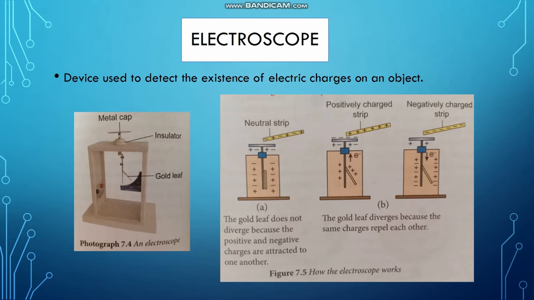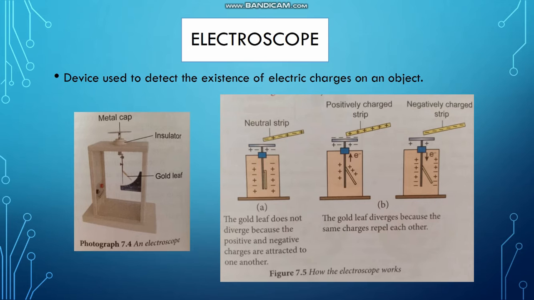So focus on the first picture, which is picture A. When a neutral strip is touched to the metal cap, the gold leaf does not diverge. This is because the positive and negative charges on the neutral strip and also on the electroscope are attracted to each other, as we learned in the previous class. When the charges between the two objects are different, they will attract toward each other.